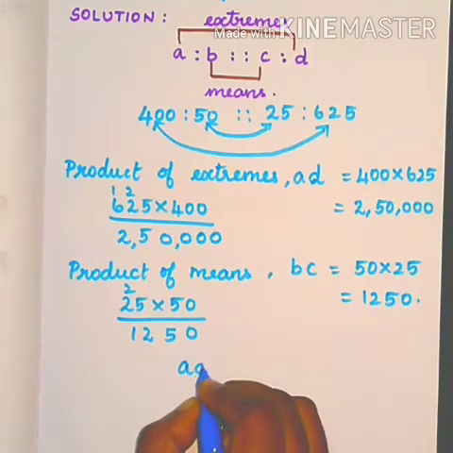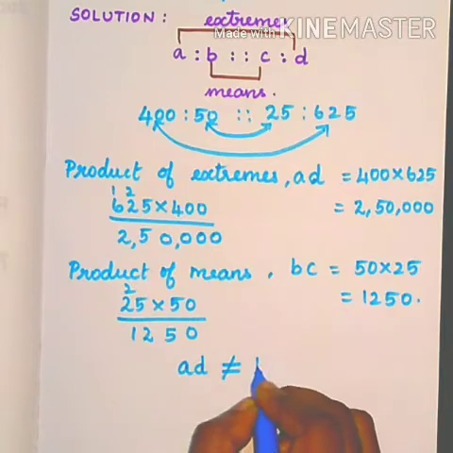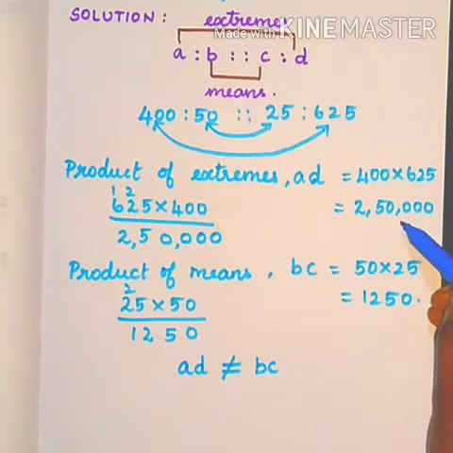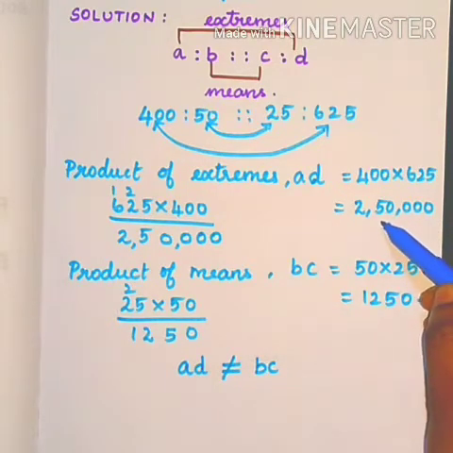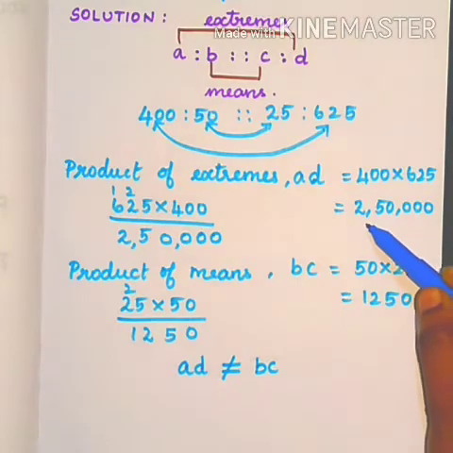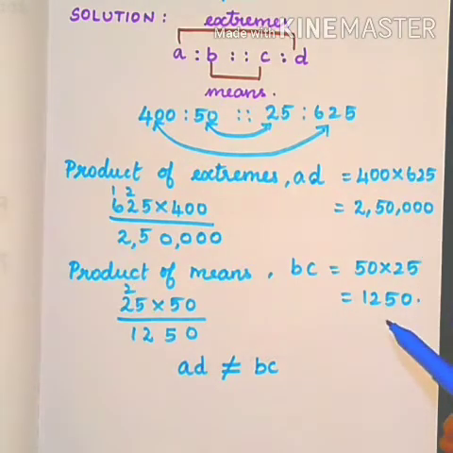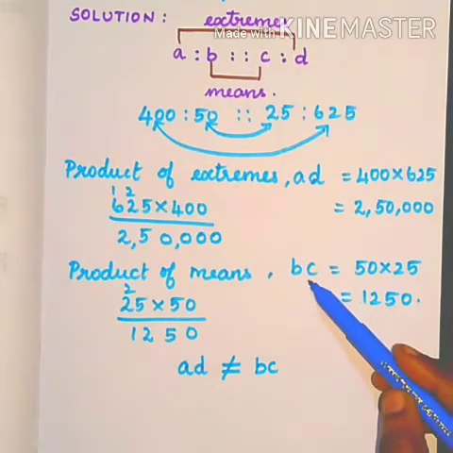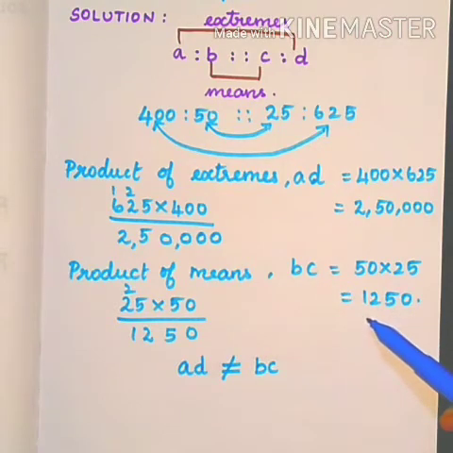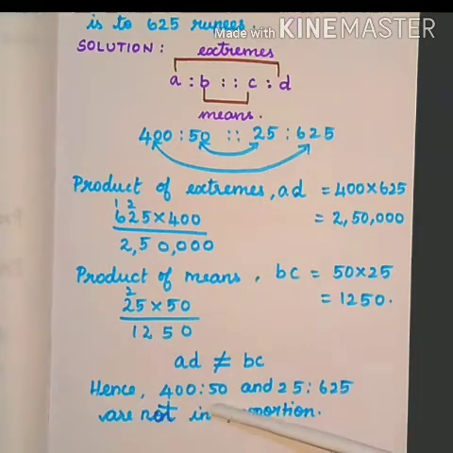Here the product of extremes and product of means are not equal. That is AD is not equal to BC, because here the product of extremes, that is A into D value, is 2,50,000. Here the product of means, B into C value, is 1250. Here AD is not equal to BC. So the given ratios are not in proportion. Hence 400 is to 50 and 25 is to 625 are not in proportion.